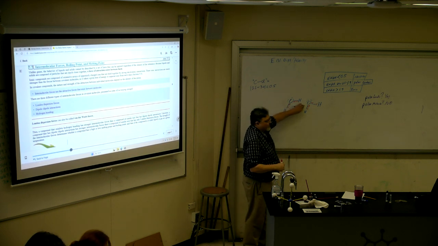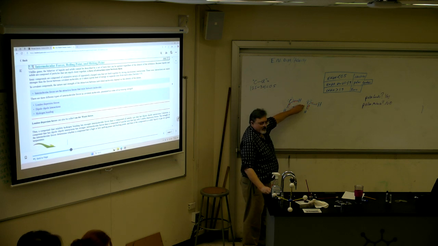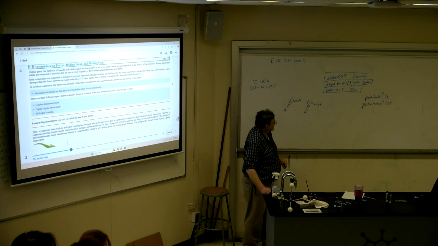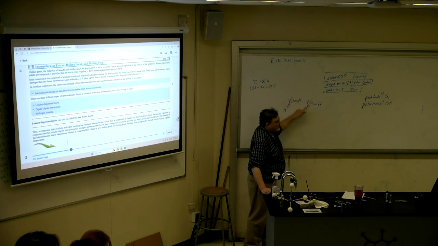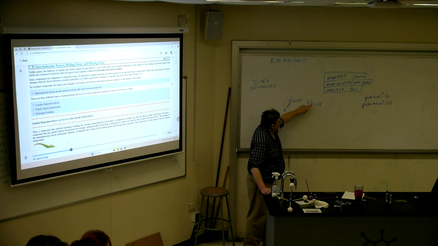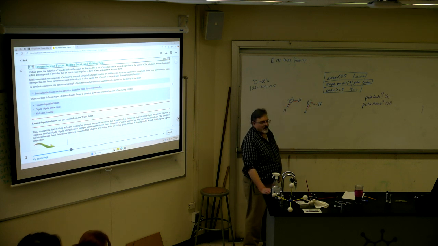And again, thinking three-dimensionally, this is the bent shape. And these dipoles don't cancel each other. If you had 4 things around this oxygen that all pointed like this, then they would all cancel each other out. But this is essentially tetrahedral, but we call it bent. And these dipoles can't cancel each other, so this molecule is polar.